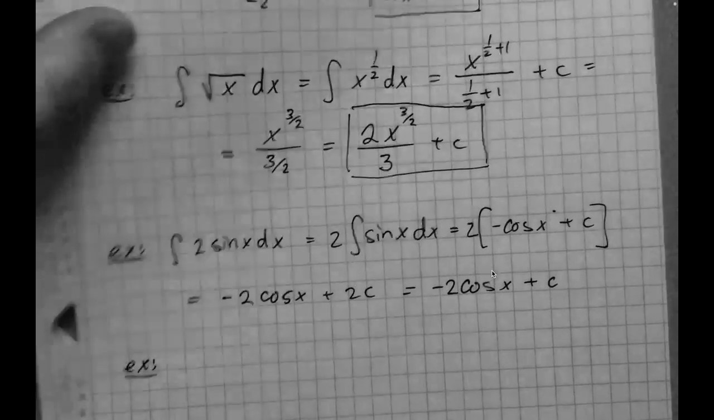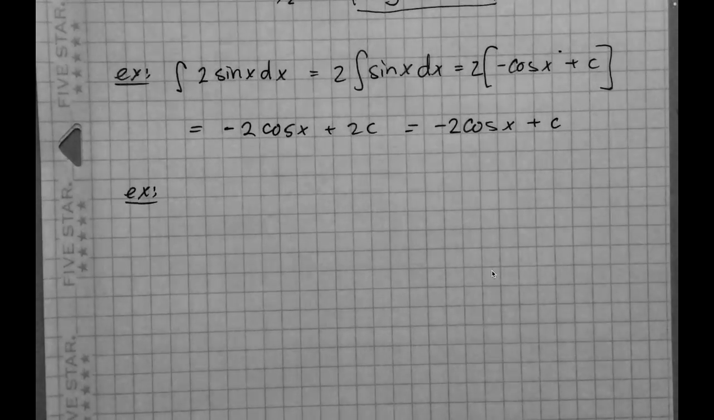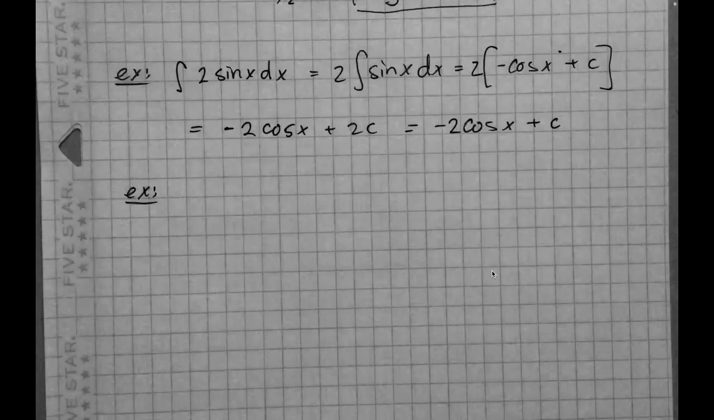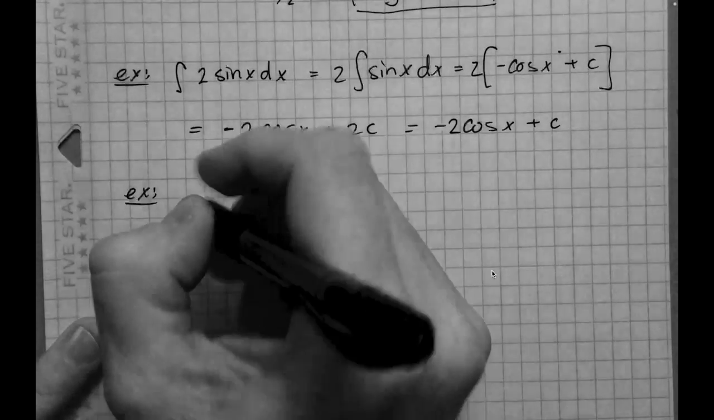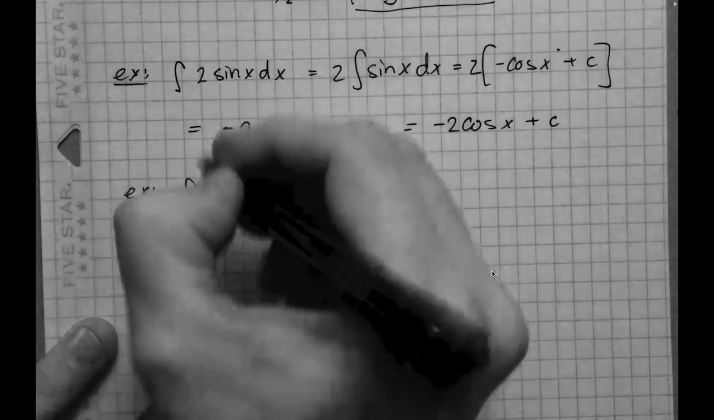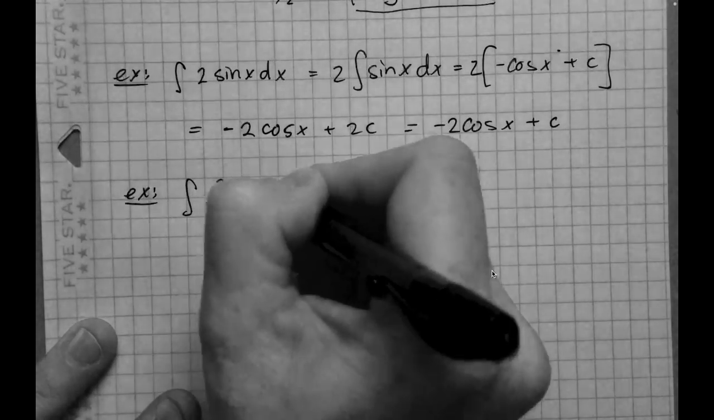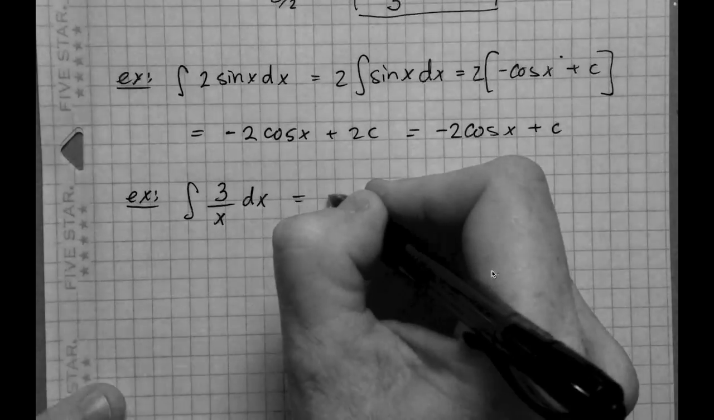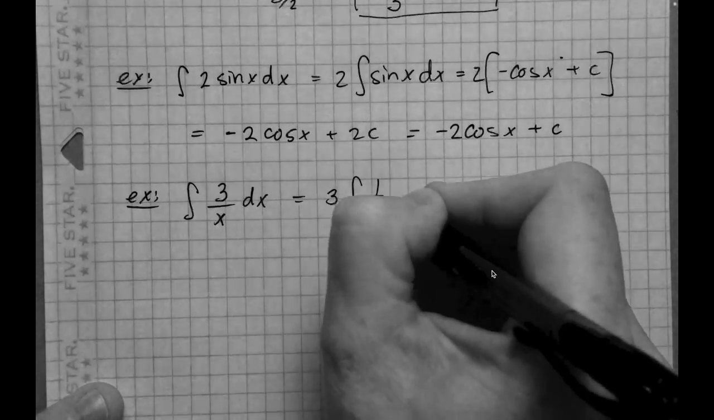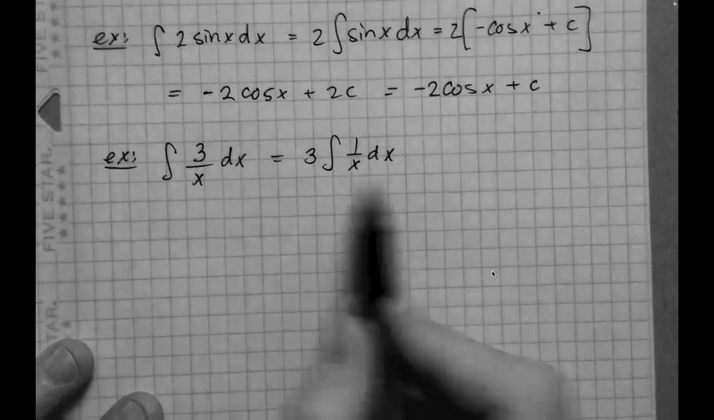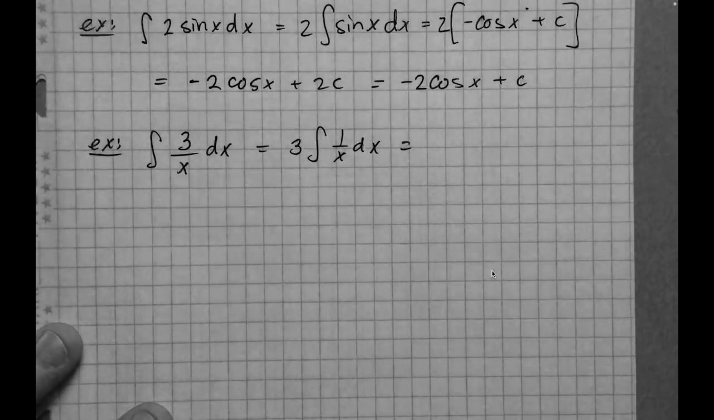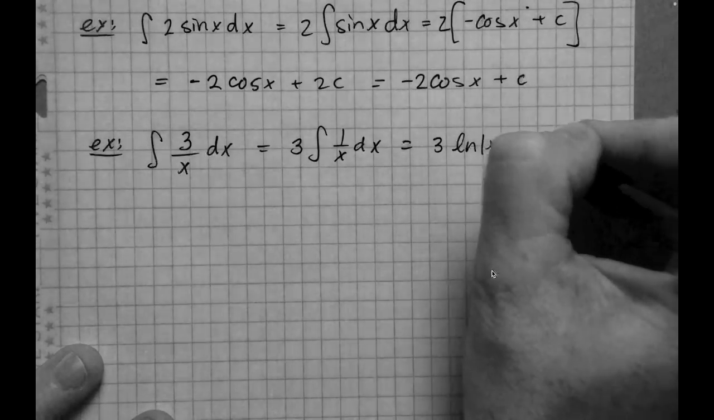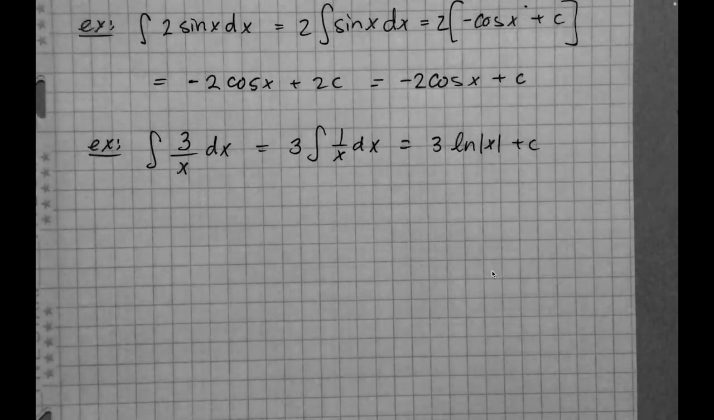Another example. As we did a lot of talking here, let's do some examples for a little while and make sure we go through a bunch of these. Get our hands dirty. So the integral of 3 over x dx. Well, this is 3 times the integral of 1 over x dx, and this is one we pinned down just now. This is 3 times the natural log of the absolute value of x plus c. Okay.